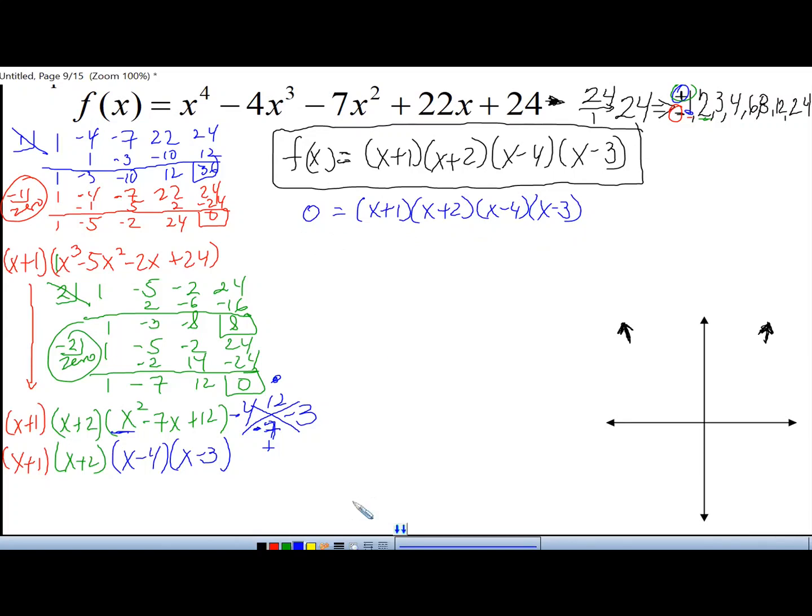Set each one equal to 0. So I'm going to write this one equal to 0, x plus 1 equal to 0. This one, x plus 2 equal to 0. This one, x minus 4 equal to 0. And this one, x minus 3 equal to 0. And we solve. Here we go. Minus 1, x equals negative 1. Minus 2, x equals negative 2. Plus 4, x equals 4. Plus 3, x equals 3.